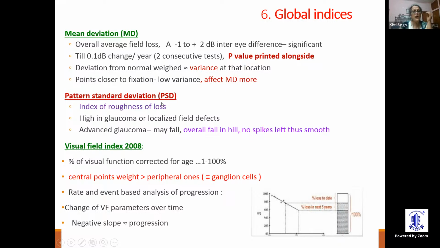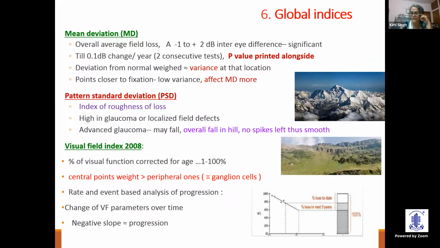Then we just highlight on pattern standard deviation. It is the index of roughness of loss. It is high in glaucoma localized field defect. I always give the example of Himalayas and Vindhyachal mountains. Himalayas are young mountains, a lot of pattern, a lot of high peaks and troughs.